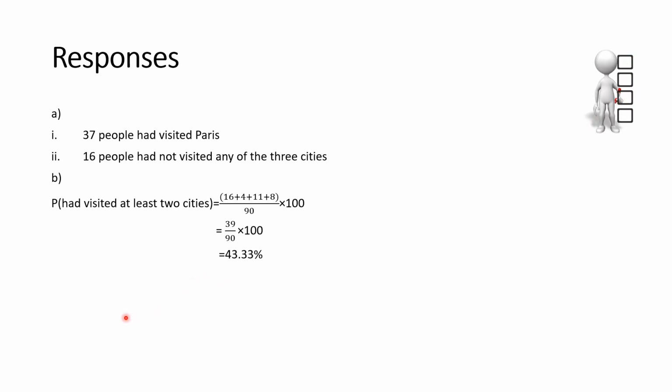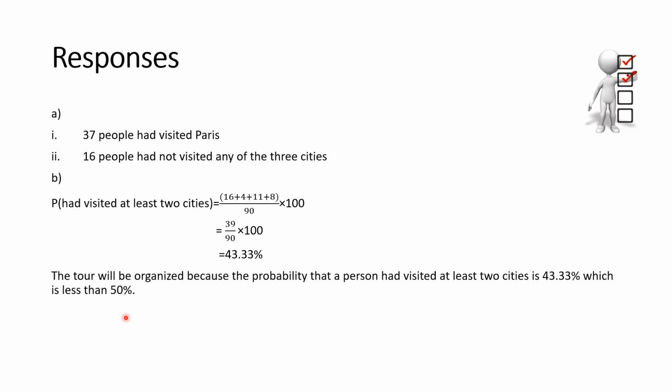But now come and give a conclusion. And you can see mine here. The tour will be organized because the probability that a person had visited at least 2 cities is 43.33%, which is less than the given percentage, which is 50%. So this is how I've helped the company travel agent to know whether the tour will be organized, and the reason is also here. Because the probability that a person had visited at least 2 cities is 43%, which is less than the given percentage.